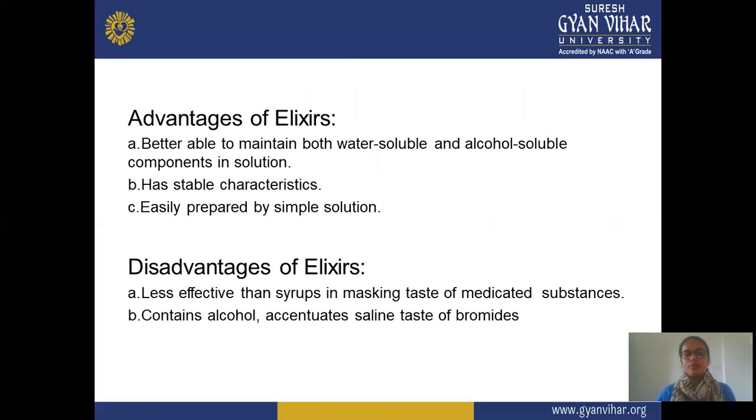Advantages of elixir: it is better able to maintain both water-soluble and alcohol-soluble components in the solution. It has stable characteristics and is easily prepared by simple solution. Disadvantages: it is less effective than syrup in masking the taste of medicated substances. It contains alcohol and can aggravate the saline taste of the bromide.